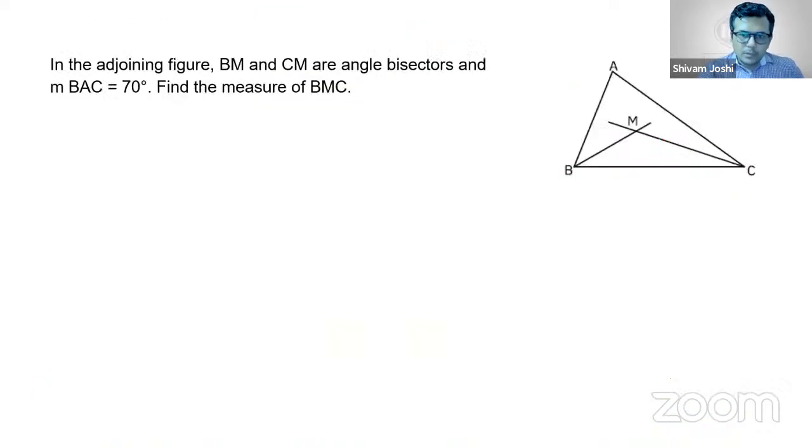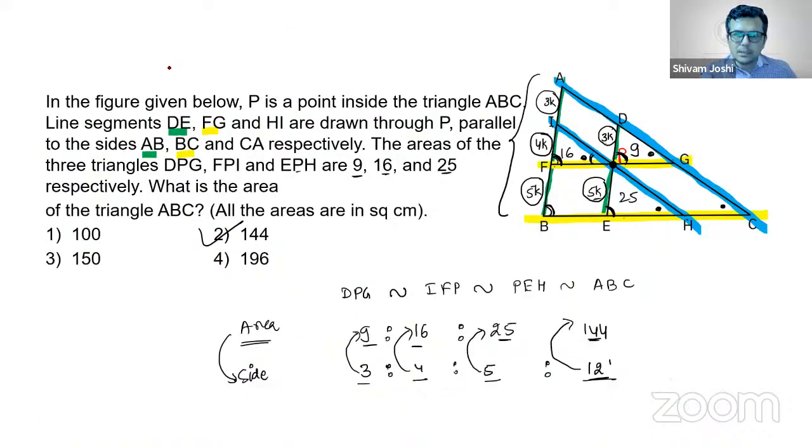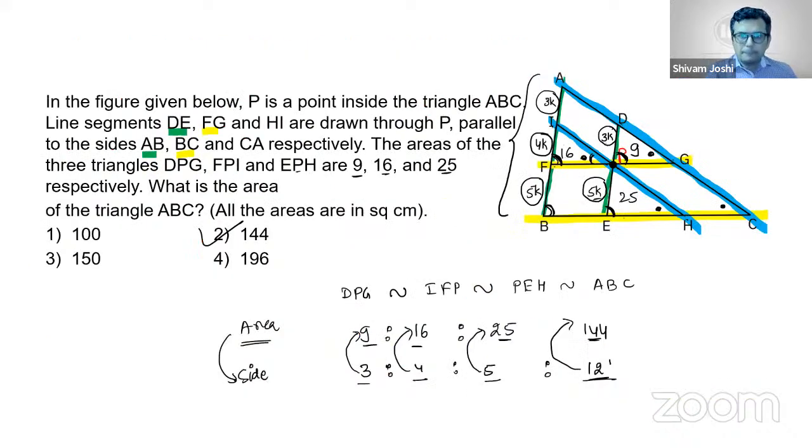Now I'm going to talk about the Apollonius theorem. And this is done, this is done, this is done. Perpendicular bisector, circumcenter, circumscribed circle, angle at the circumcenter. Yeah, we are only left with the Apollonius theorem. So let's change the slide and discuss it somewhere here. Okay, I think people have taken note of this, right? So I'm going to erase this.